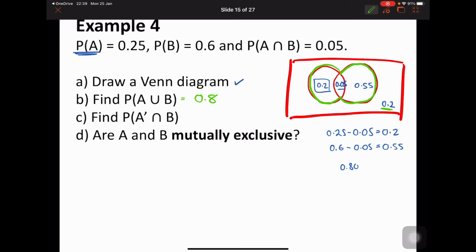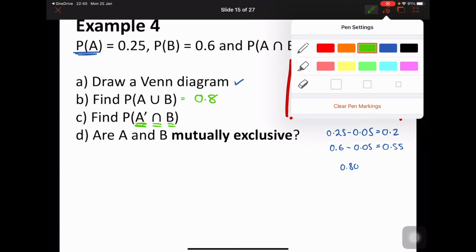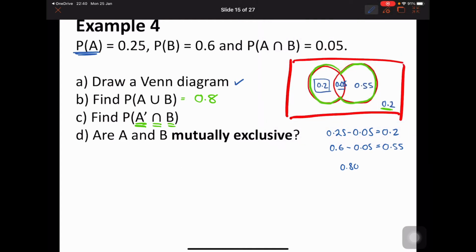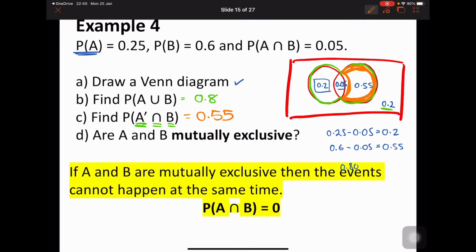Find the probability that it's not A and it's B. So not A and it's B. Okay. So B is going to be this one, right? So I cannot highlight the shaded region. And so it's just going to be 0.55.